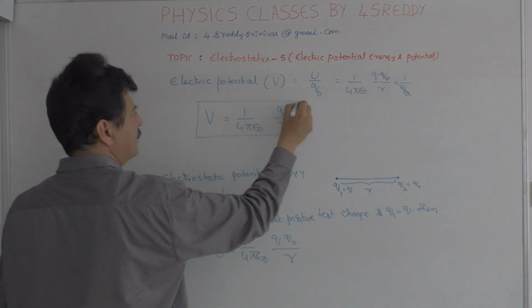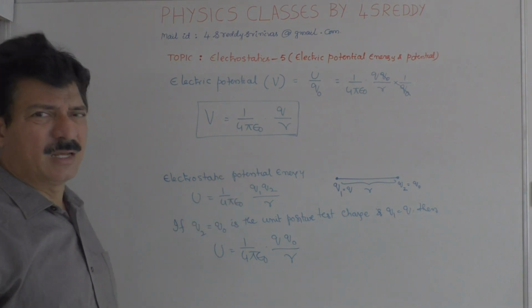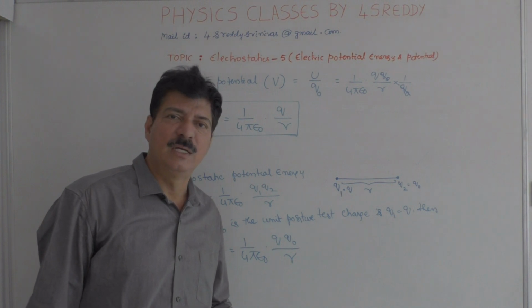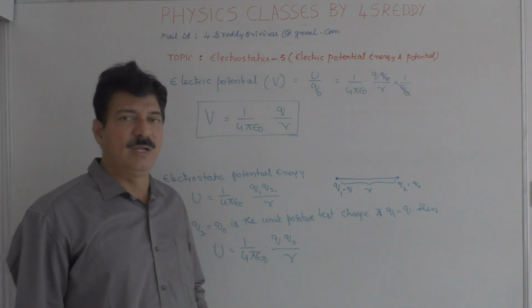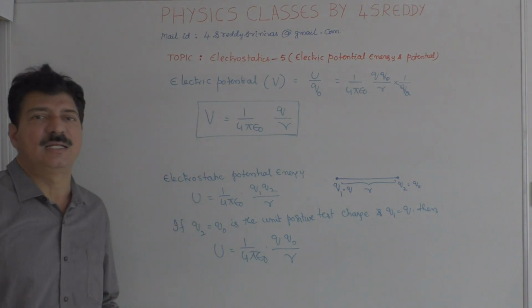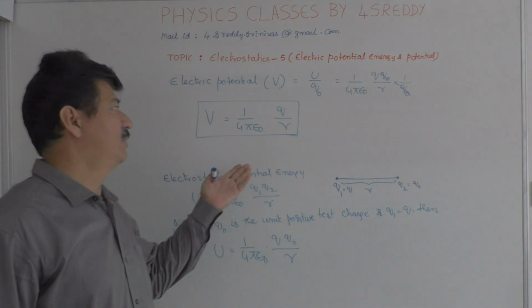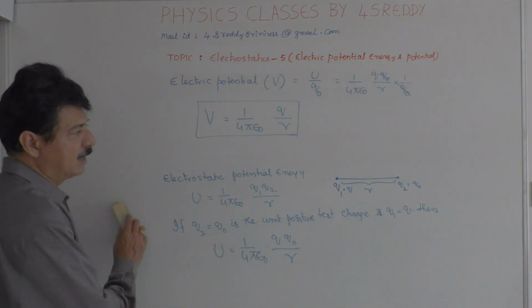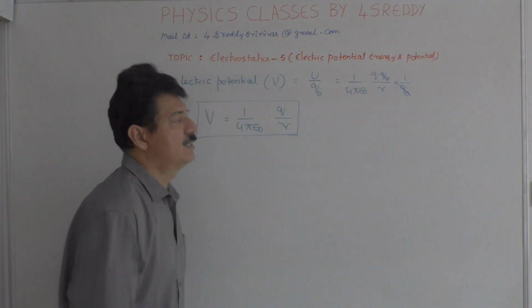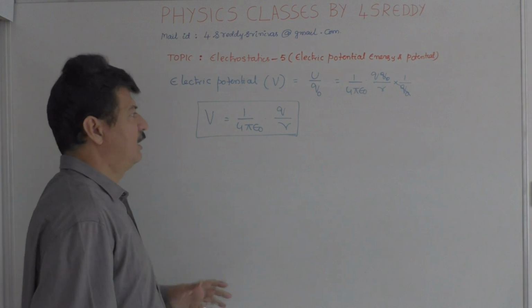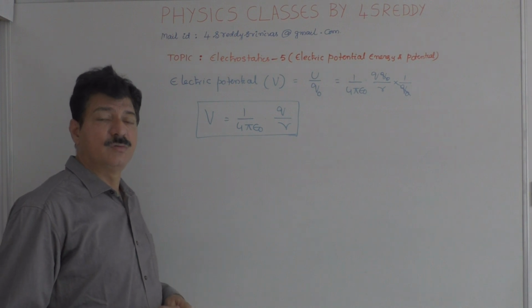Similarly, if the force is known, electric field intensity is nothing but force by charge, F by Q. Similarly, if the potential energy is known, electric potential is nothing but potential energy by test charge. That is nothing but 1 by 4 pi epsilon naught Q by R, the electric potential. Once you got the idea of this electric potential, it is always expressed in volts.